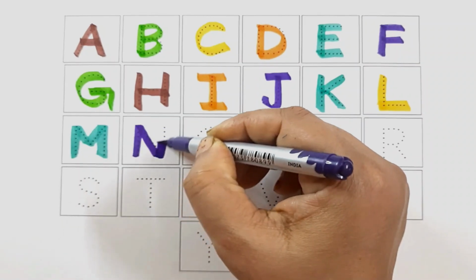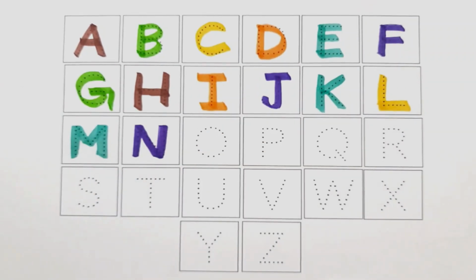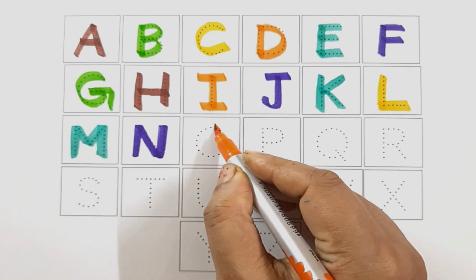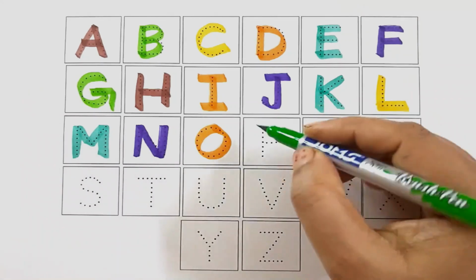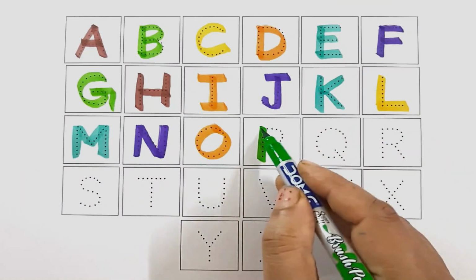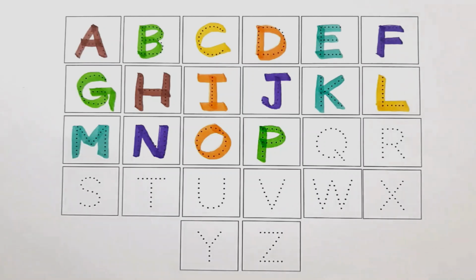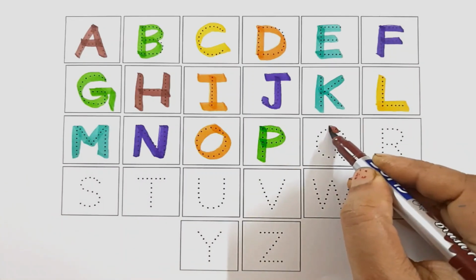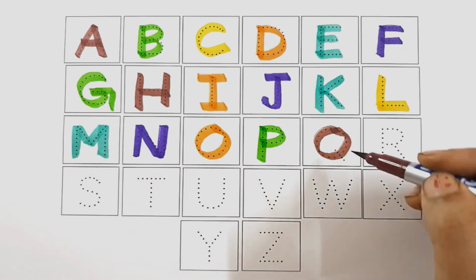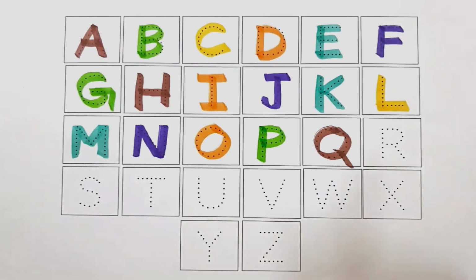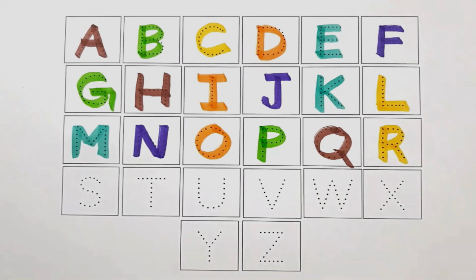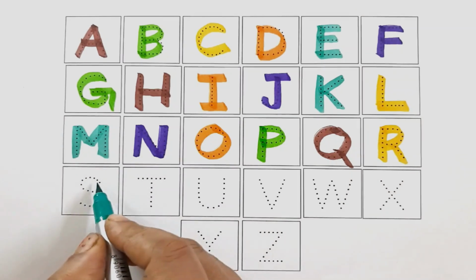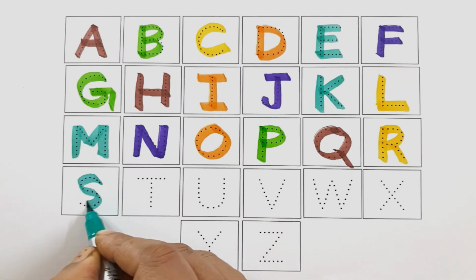N. N for nose. O. O for ox. P. P for pet. Q. Q for queen. R. R for rose. S. S for sun.